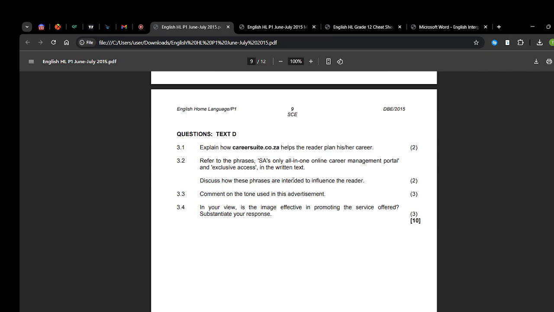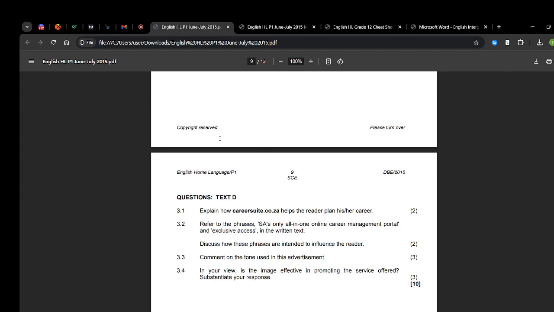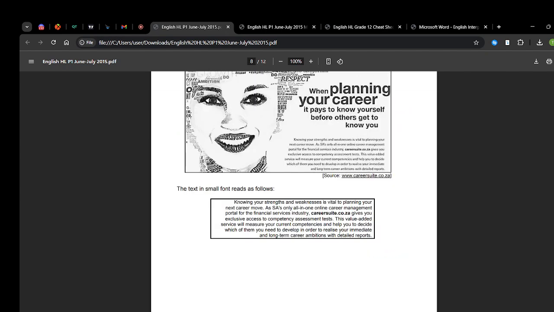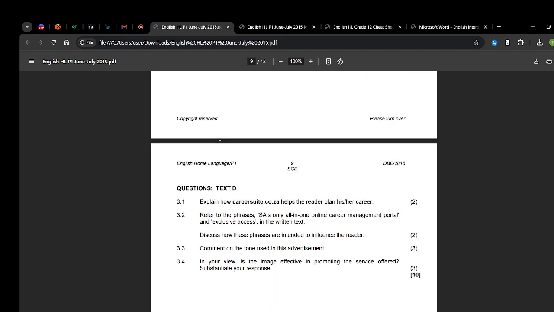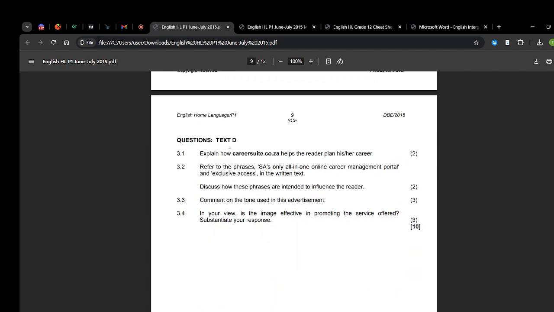So these first 2 questions on this advertisement are not too difficult, unless anyone has a question they want to ask, but they should be attainable. It's only now when we come to 3.3, comment on the tone used in this advertisement. So they like these tone questions.